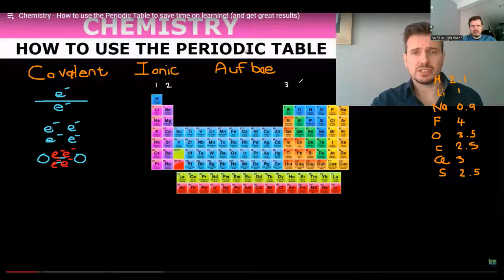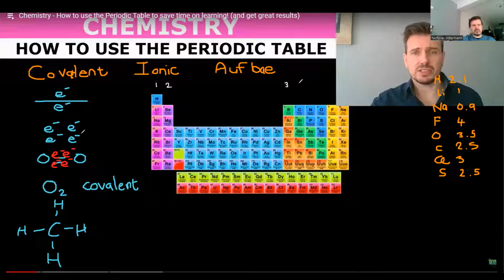O2 is a covalent bond. And something like CH4, which is carbon and hydrogen, that is a covalent bond. Carbon can have 4. So these are covalent bonds. That's covalent bonding. So two nonmetals. When in doubt, if you see that it's two nonmetals, just say that it's a covalent bond.